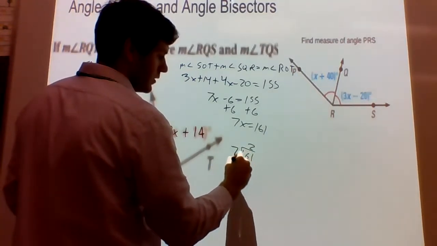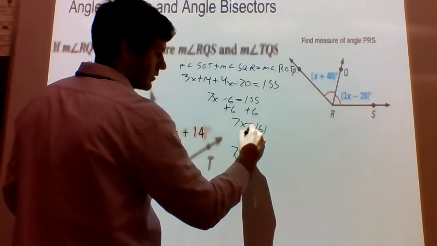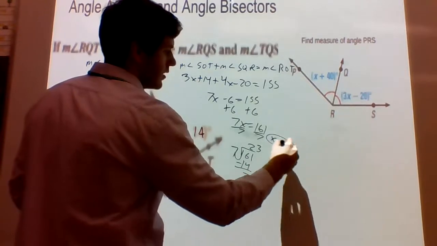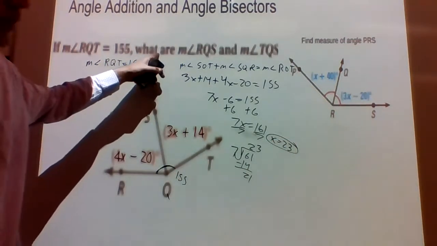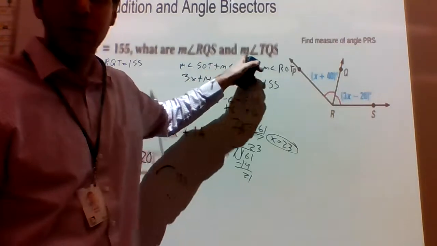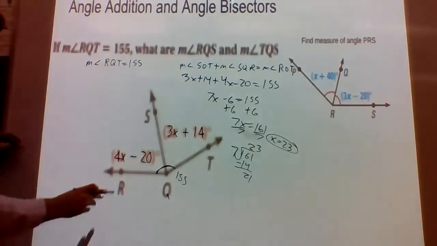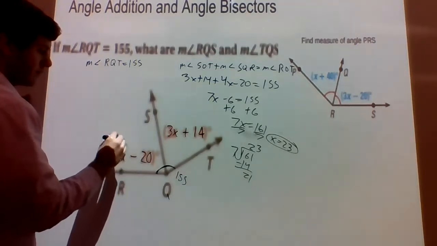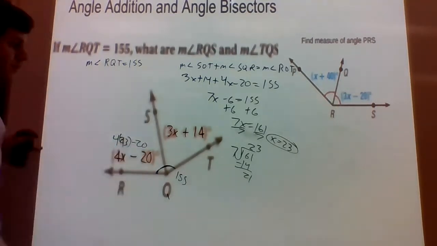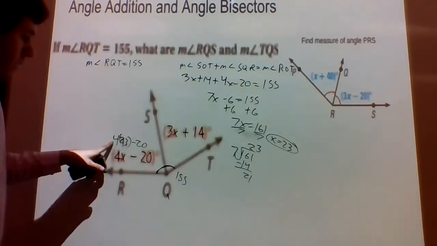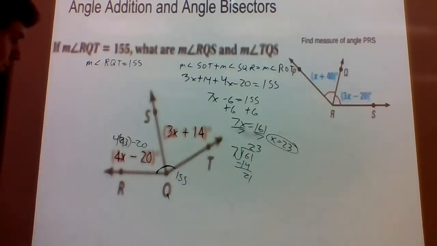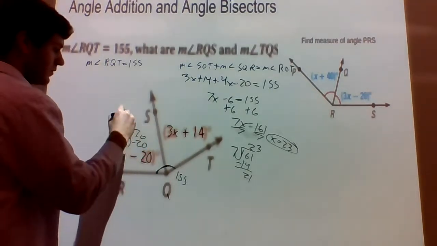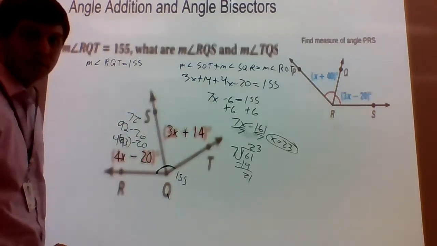We divide by 7, and x is going to equal 23. Is that what we're looking for? No, the question is asking for the measure of angle RQS and TQS, so we have to substitute it back in. RQS is 4x minus 20, so that's 4 times 23 minus 20. 4 times 23 is 92, which gives us 72 degrees.